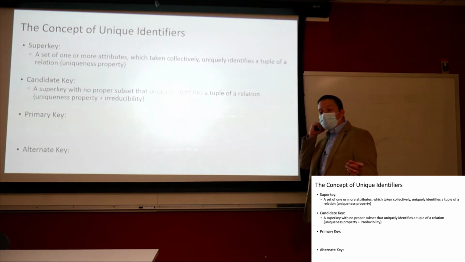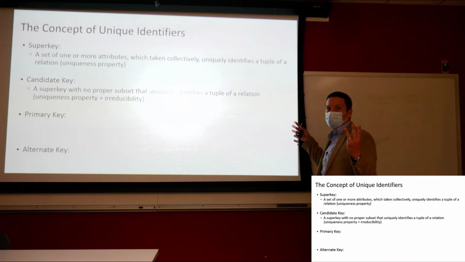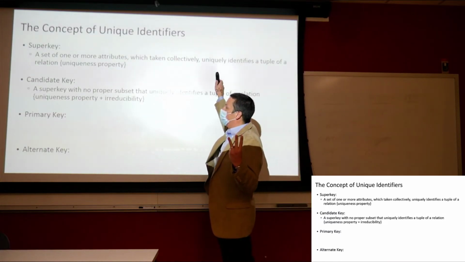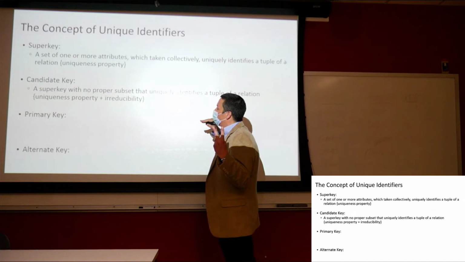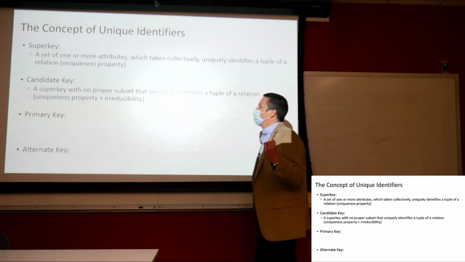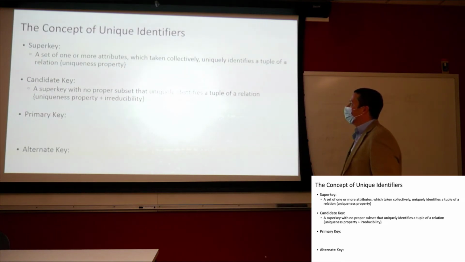Or in the case of our modeling the contacts app on my phone, the phone numbers entity had three attributes: the contact ID, the phone number, and the phone number type. Those three things together are a superkey. But we didn't really need the phone number type, just the contact ID and the phone number together uniquely identified each phone number entry. So that was our candidate key, and we could not reduce that any further and maintain its uniqueness. So a candidate key is a superkey with no proper subset that uniquely identifies a tuple of a relation.